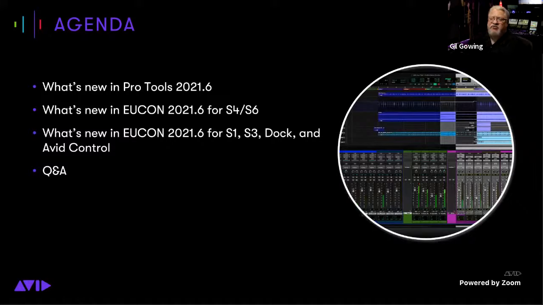So quick agenda, like I said up front, we want to take you through what's new with our latest release, which came out a couple weeks ago, Pro Tools 2021.6, as well as what's new in EUCON 2021.6 for S4, S6, and what's new in EUCON 2021.6 for S1, S3, Dock, and Avid Control. We'll also show you some live hands-on with some of this as well. So definitely want to make sure that everybody's ready for this. And with that, I'm going to go ahead and turn it over to Tony, and he's going to take us through the Pro Tools. So go ahead and take it away, Tony.